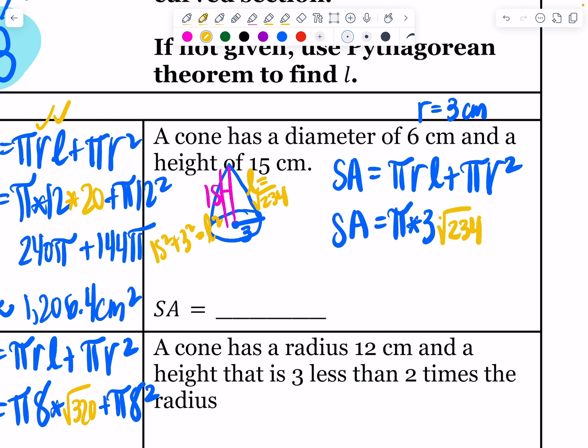Let's see, times. And then we're going to do plus pi times 3 squared, which we know is 9. So I'm going to type in 3 square root 234, enter, plus 3 squared, which is 9. If I were to change that to a fraction, I'm going to actually multiply it through by pi. And so that is going to be approximately 172.4 centimeters squared. So we're going to go ahead and round that. All right.